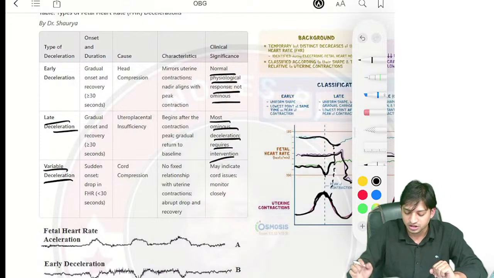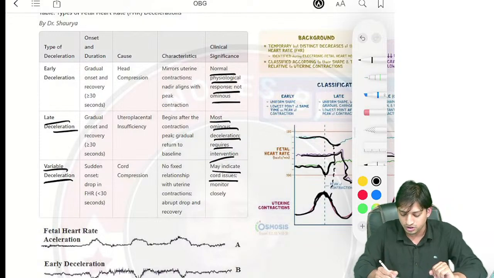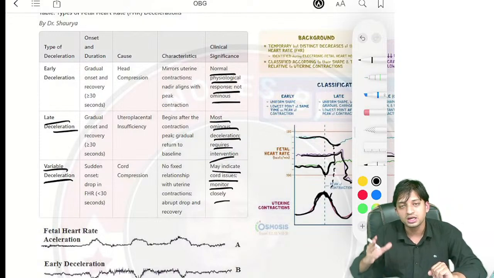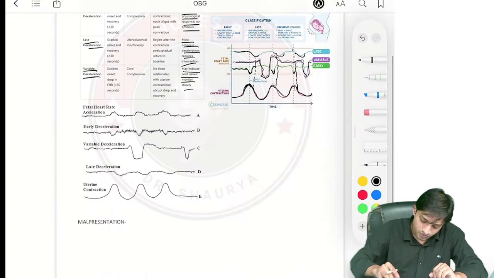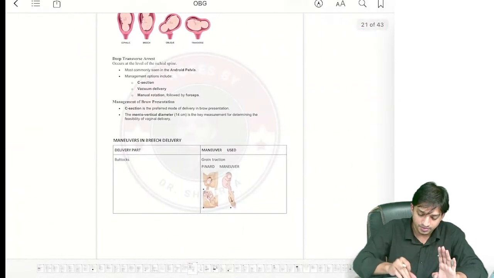And variable deceleration is there. What do you have to do? It may indicate cord issues. You have to monitor the fetus closely. Done. You don't need to go into much detail. This much they ask you.